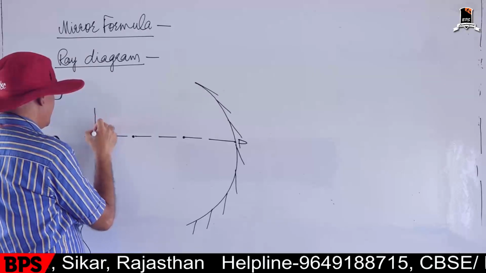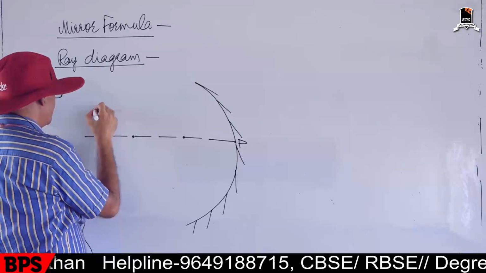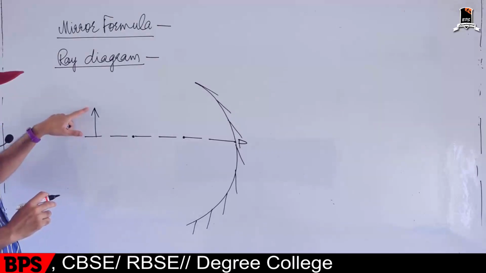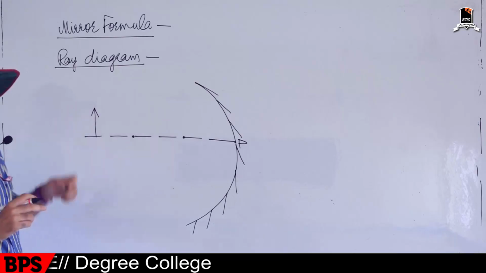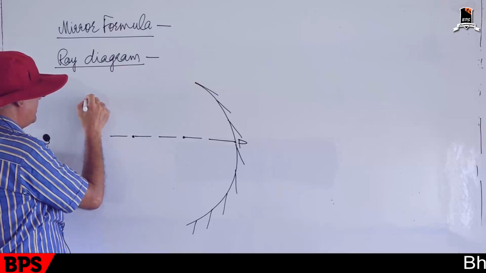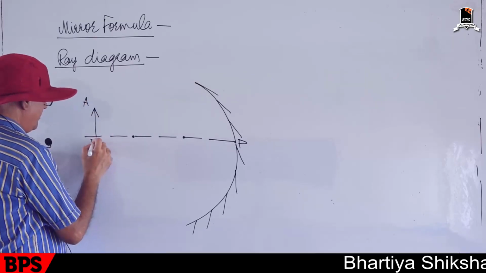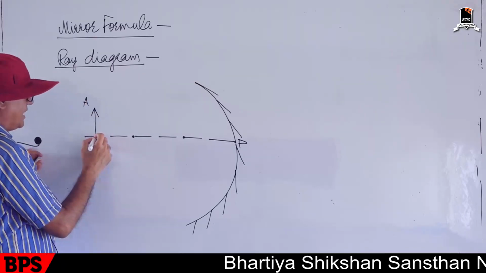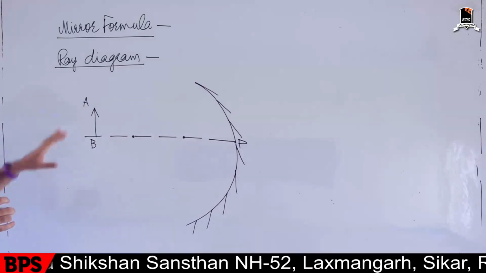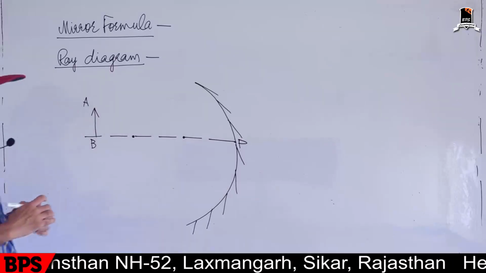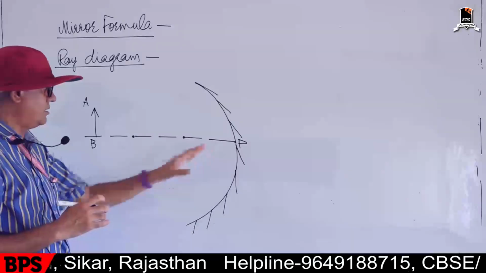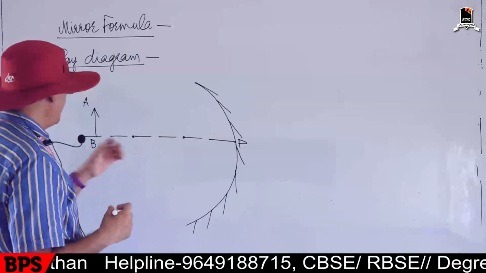Say this is the object. Some ignited candle is this object. This arrowhead is for the flame of the candle. And this is the base. Name it A, B. B is the base of this candle and A is the flame of this candle. So, AB is the object which is placed beyond the center of curvature of this concave mirror.